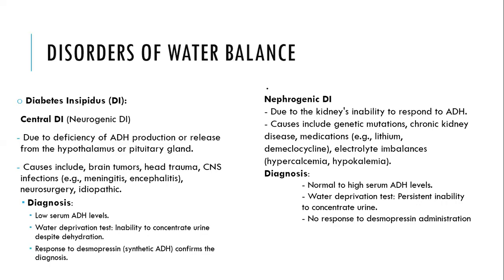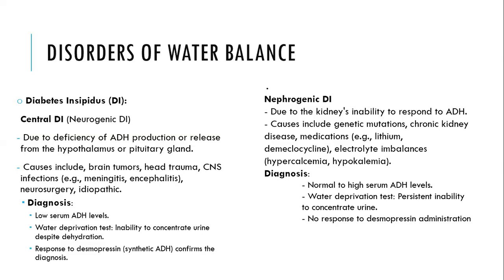The neurogenic DI is due to deficiency of antidiuretic hormone production, or deficiency in release from the hypothalamus or pituitary gland. This will show by low serum ADH levels. If you do a water deprivation test, you'll still find that the patient is unable to concentrate urine despite the dehydration. And when you give desmopressin, your synthetic vasopressin, you will see an improvement, and you are able to make the diagnosis.